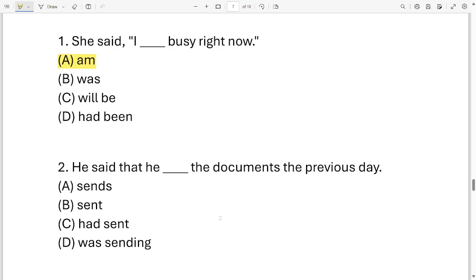Next question. He said that he dash the document the previous day. Options to fill in this blank are sends, sent, had sent, was sending. These are the four options. Which one is correct? It is option C. He said that he had sent the document the previous day.